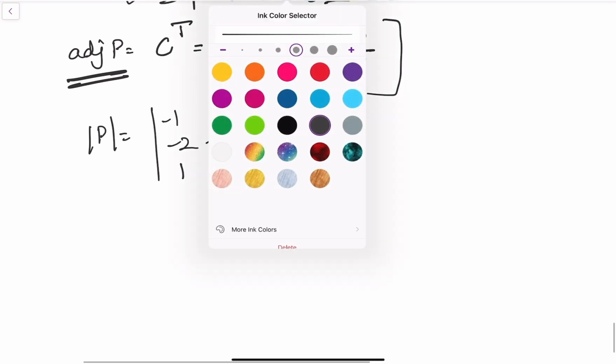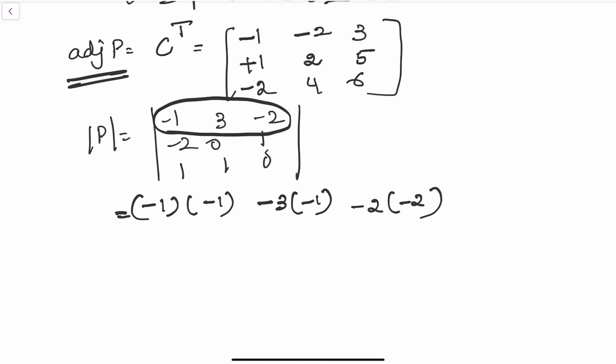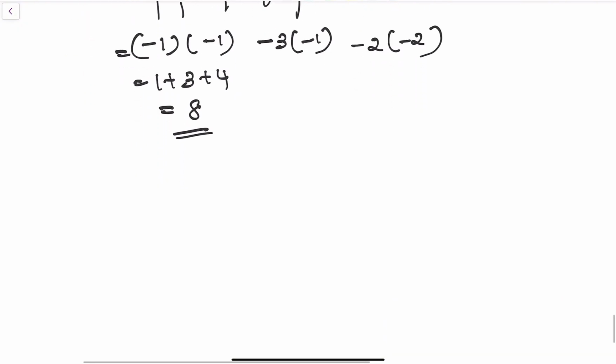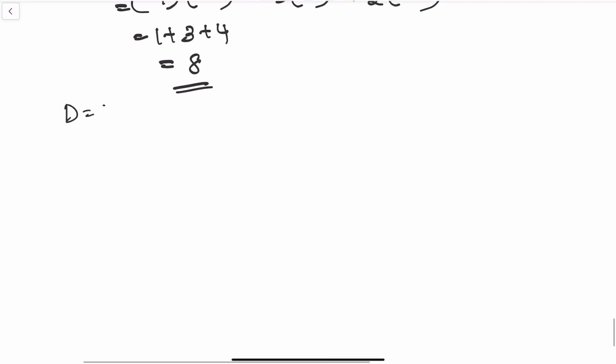I will find the determinant of P along the first row. The first row elements multiplied by their cofactors will be minus 1 into minus 1, minus 3 into minus 1, minus 2 into minus 2. So the value will be 1 plus 3 plus 4, which is equal to 8. So the determinant of P is equal to 8. Now we have to substitute into the diagonalization formula, that is P inverse AP.